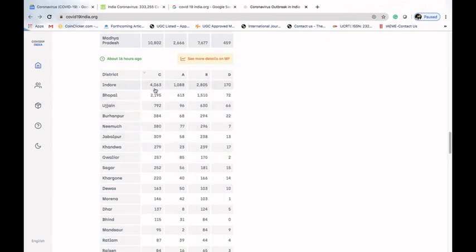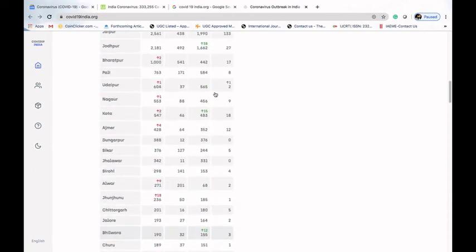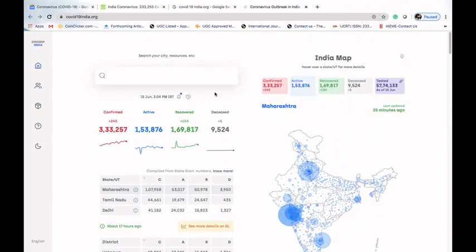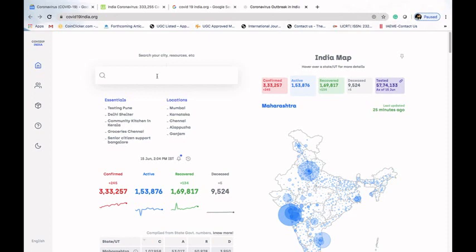Indore, which was once upon a time the epicenter, has 4,000 cases confirmed so far. Right now, the active cases are 1,000 and the recovered cases are 2,800, and 170 cases converted into deaths. So this is the data. That's how we can get the data district-wise.